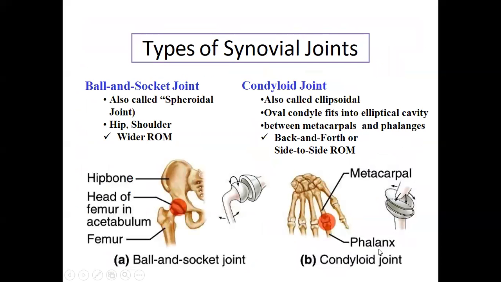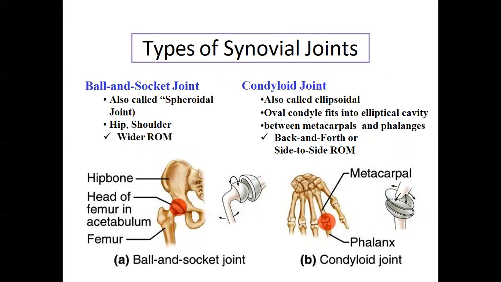All right. So specifically the different types of synovial joints. As mentioned, you have your ball and socket joints. These are also called spheroidal joints. So a sphere is a ball. That should help you remember that there is a ball as a part of a ball and socket joint.